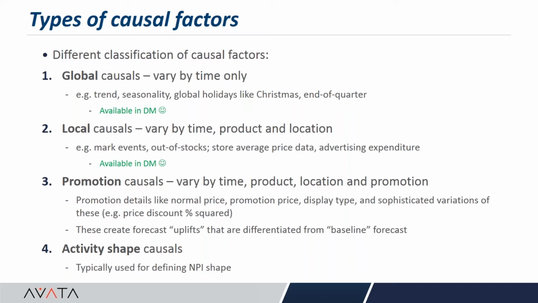And then finally, we have activity-shaped causals, which are rarely used, but actually very functional. Maybe one day we should do another session on activity-shaped causals, because it actually is a really useful way that Oracle has provided to define and model new product introductions, or indeed the whole life cycle of a particular product in a particular market. So those are the 4 types of causals, and as I said, we're going to focus on creating a local causal.